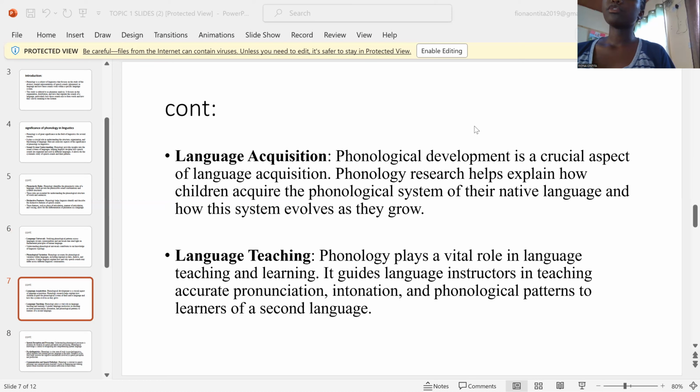Language teaching. Phonology plays a vital role in language teaching and learning. It guides language instructors in teaching accurate pronunciation, intonation, and phonological patterns to learners of a second language.